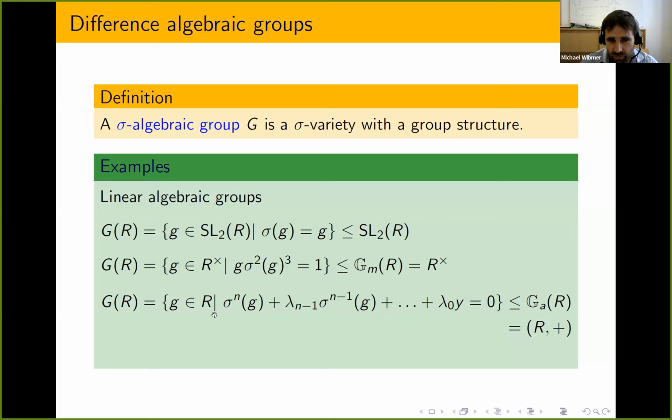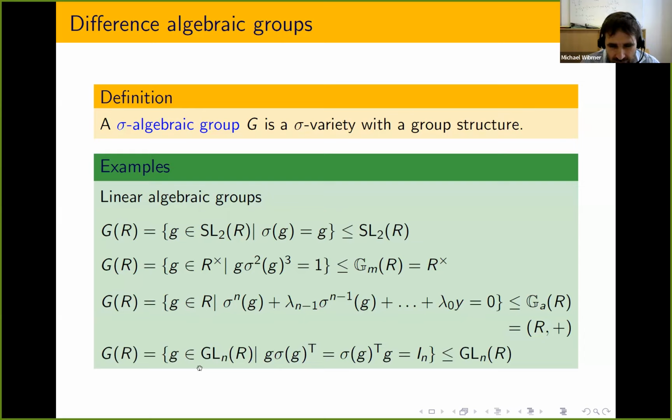A last example, I think it's a nice example, is some kind of generic version of the unitary group. So you take all invertible n times n matrices g such that, with sigma applied to every entry of the matrix, and then you take the transpose, this should be the identity matrix. Okay, so you can spell this out, and you see that you have n squared nonlinear algebraic difference equations in the matrix entries that are defining this group. And it's easy to check that this is also a subgroup of GL_n. And so you have indeed a difference algebraic group.